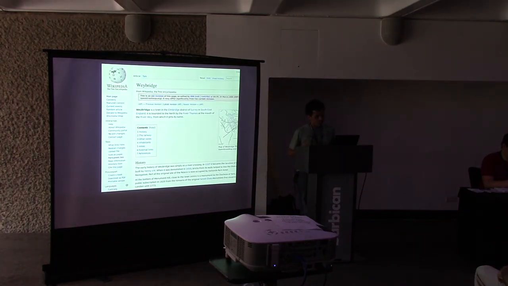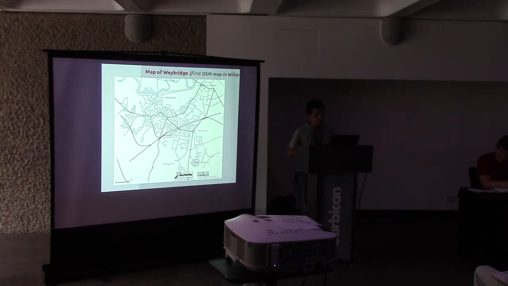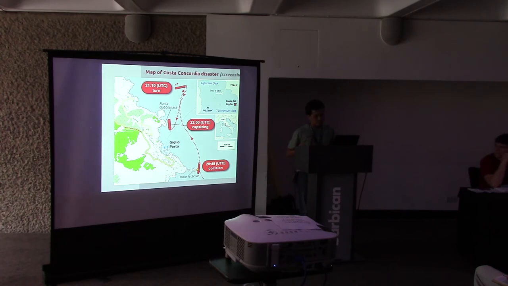So this is one of the early articles on Wikipedia, the town of Weybridge in the United Kingdom. This is the first instance that an OpenStreetMap map was used on Wikipedia. So that's the map on the right side. Here's a big picture. Most people just go to the website of OpenStreetMap, take a screenshot of the place, and stick that on Wikipedia. An example is the map of the Costa Concordia cruise ship disaster. Somebody took a screenshot of the location, added some annotations, and then uploaded it to Wikimedia Commons.